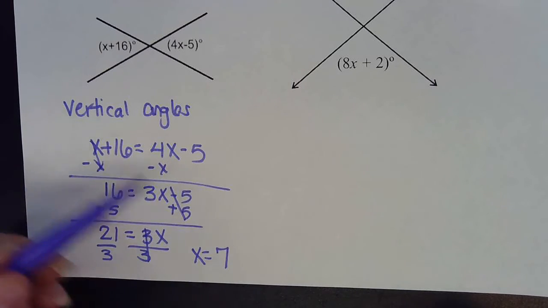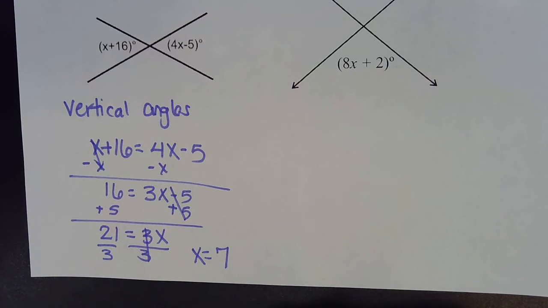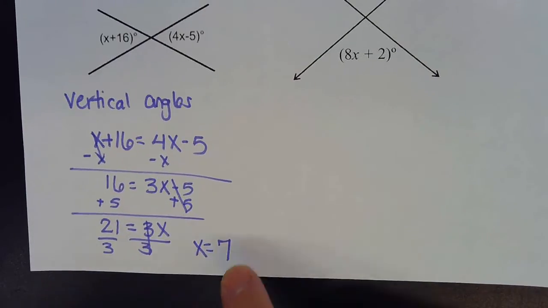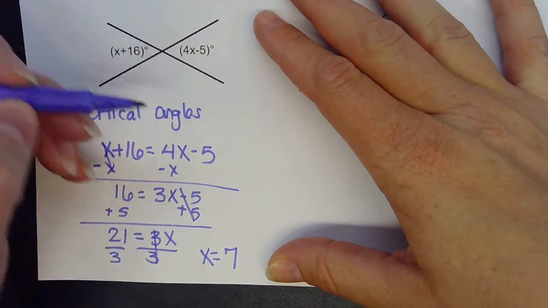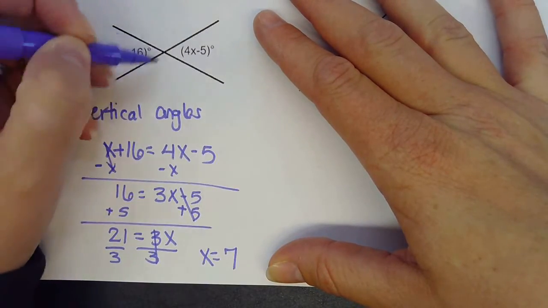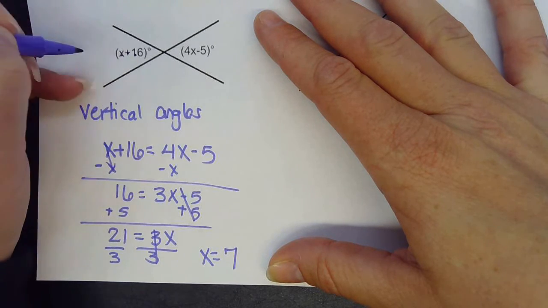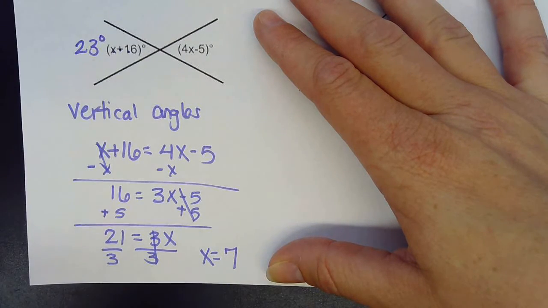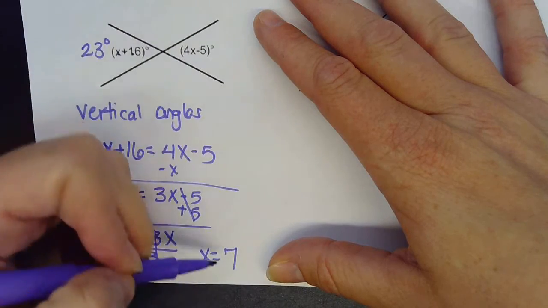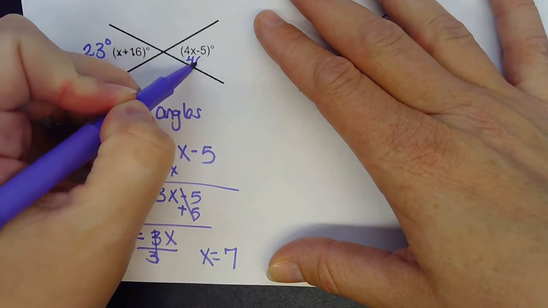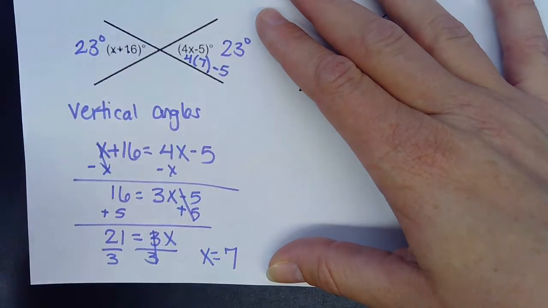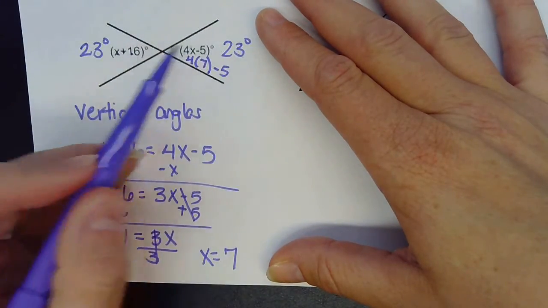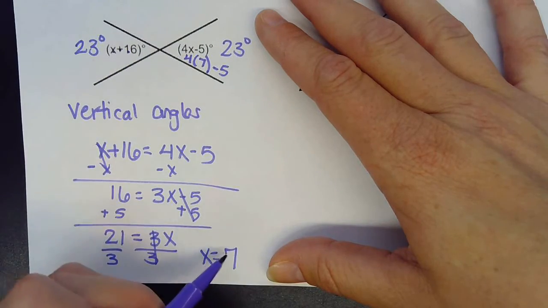You're always going to get the same answer. It doesn't matter which way you solve it, you're still going to get the same answer as long as you solve it correctly. And a way for you to check yourself here that I would recommend, especially on a quiz or a test, is if you take the 7 and plug it in here. 7 plus 16 is 23, so that means that angle measure is 23 degrees. And then if you take the 7 and plug it in right here, 4 times 7 is 28. 28 minus 5 is also 23 degrees. So because when we plugged them in, we got them both to be equal, that's how you know that answer is right.